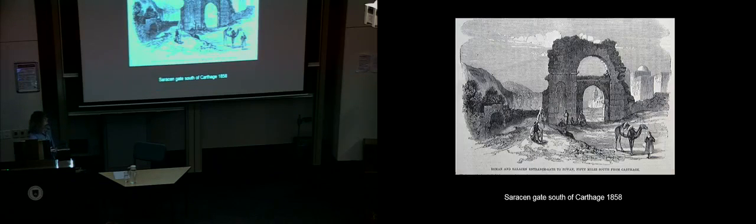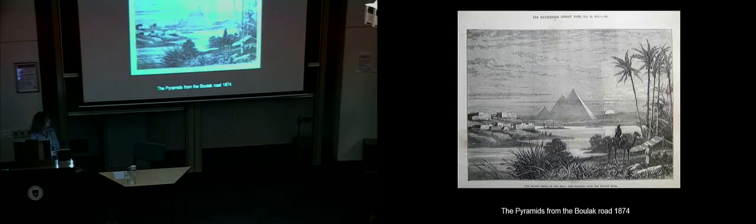However, it gave wonderful scenes like this. They sent out their correspondents to draw and made engravings from these exotic places. So the Saracen Gate south of Carthage, 1858. These kinds of scenes would be notable. Here we have a lovely one of the pyramids from the Boulac Road, 1874. Very visible in the sunset, very evocative, and also very beautifully drawn and engraved as well.